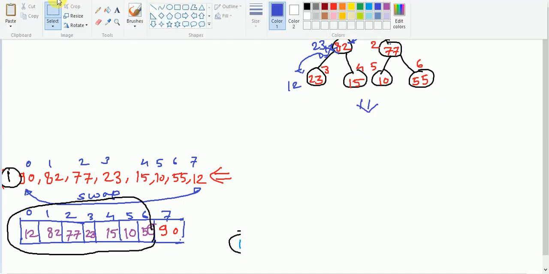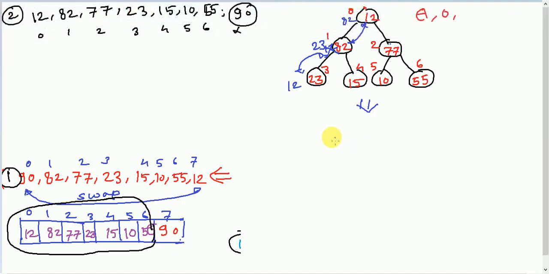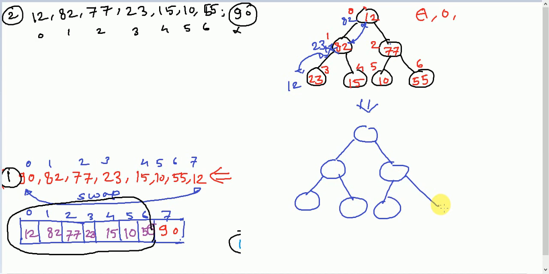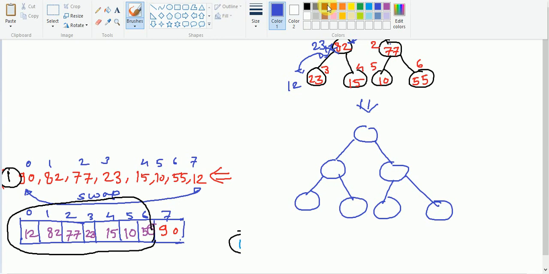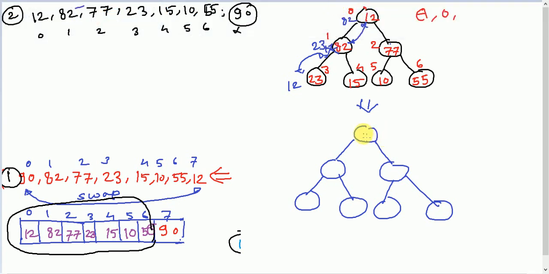I'll construct a heap here. This is 0, 1, 2, 3, 4, 5, 6. The values we will get here are: 82 will come here, then there will be 23, then 12, 15, 77, 10 and 55.